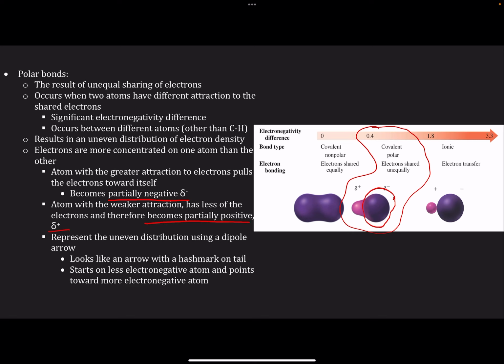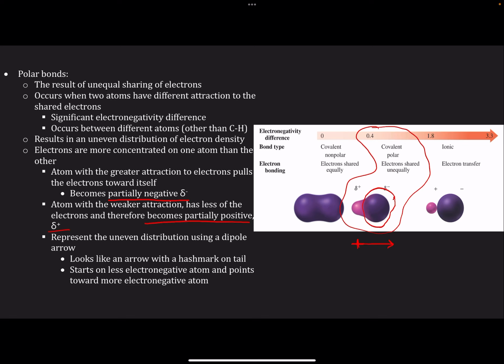When we've got a bond between different atoms in which one atom has that stronger electronegativity, we're going to represent that uneven distribution using what we call a dipole arrow. The dipole arrow looks like an arrow with a hash mark on its tail. It starts on the less electronegative atom and it points towards the more electronegative atom. So our less electronegative atom is going to be that one with that partial positive. So here we have the starting of our arrow, and it's going to point towards the more electronegative atom.